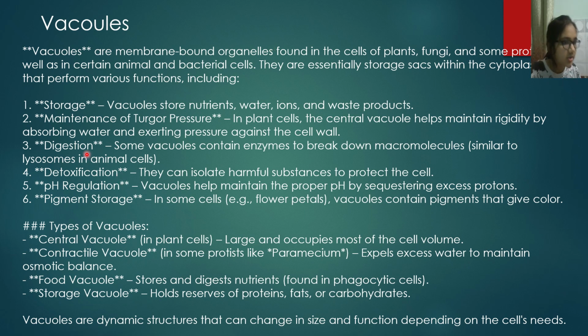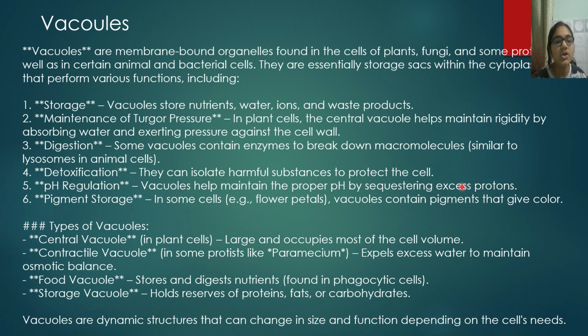And if it's digestion, the vacuoles contain the enzymes to break down the macromolecules into simpler ones, similar to what the lysosome does in animal cells. Now if we talk about detoxification, what happens? They can isolate the harmful substances to protect the cell. To protect the cell, they isolate any harmful substance which is present inside the cell. What do they do to isolate it?